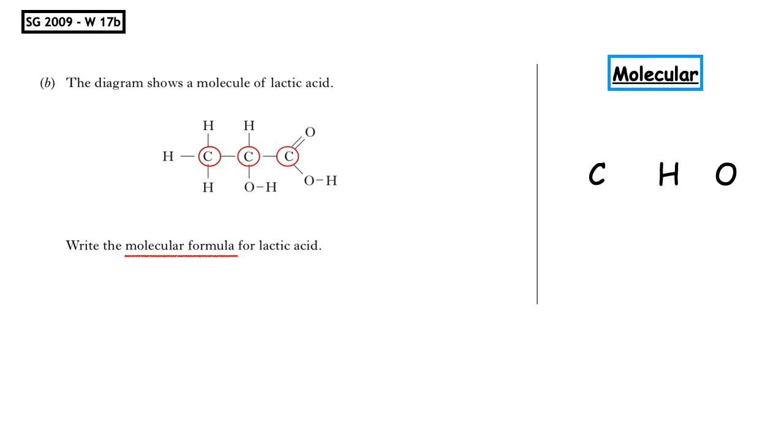How many of those have we got? We have 3. The chemical symbol for hydrogen is H. How many hydrogens do we have in this structure? We have 6. And the chemical symbol for oxygen is O, and we have 3 of those. So the molecular formula for lactic acid is C3H6O3.